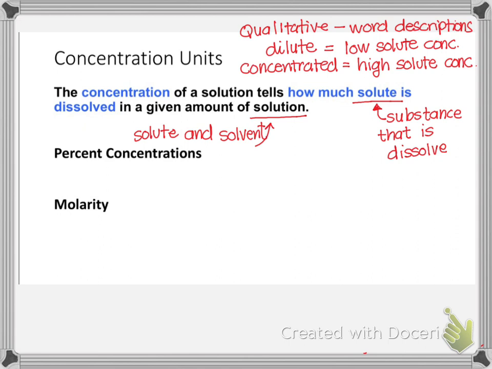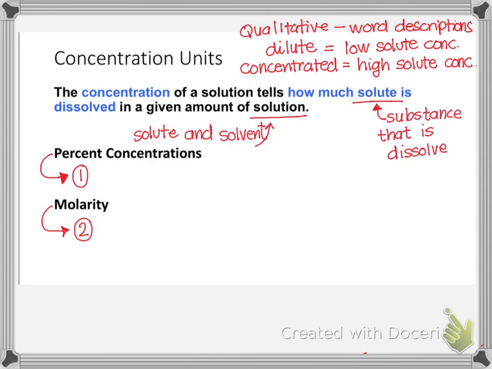Now in this course, we're going to look at 2 different concentration units. The first one that we'll look at, in the next video that I make, is percent concentration. And then followed by that, I'll have a video on molarity, which is really a common unit used in chemistry lab. Percent concentration is less popular in chemistry lab.